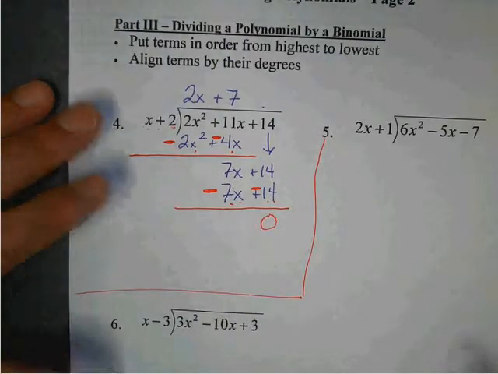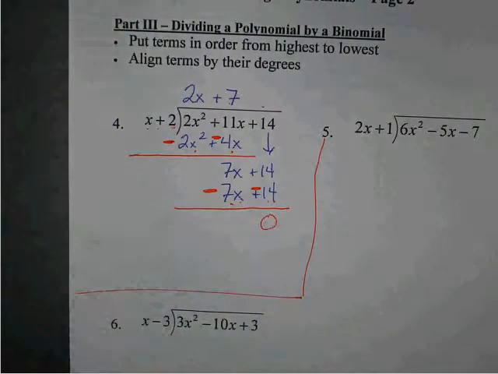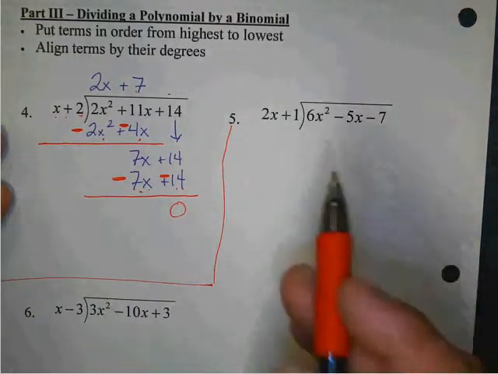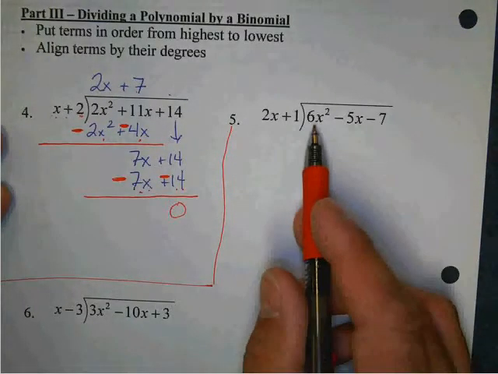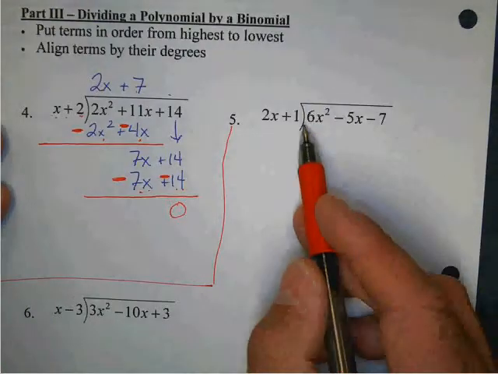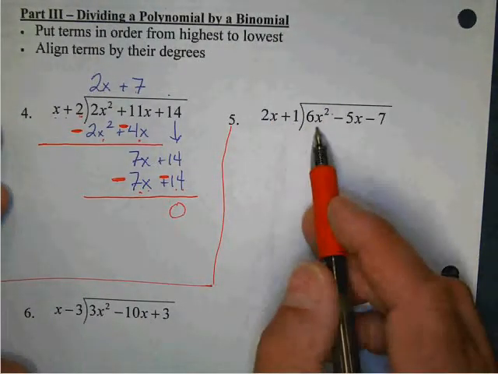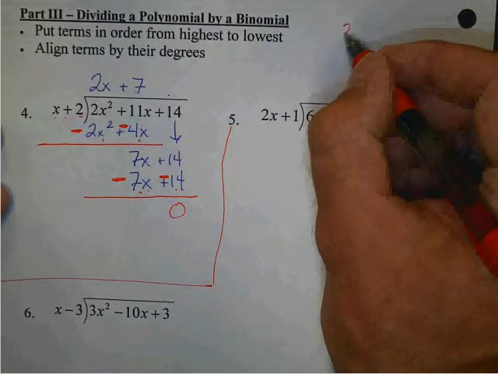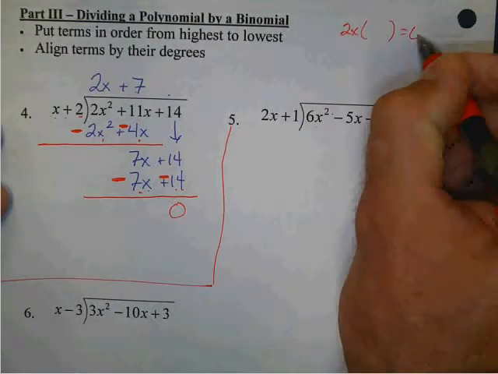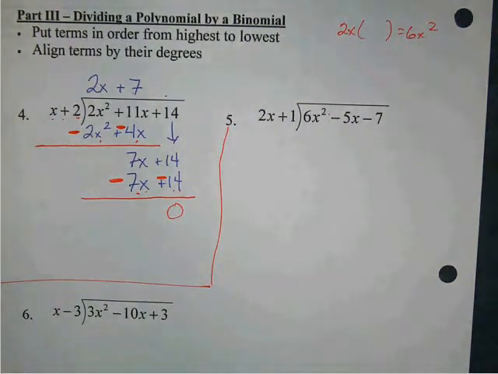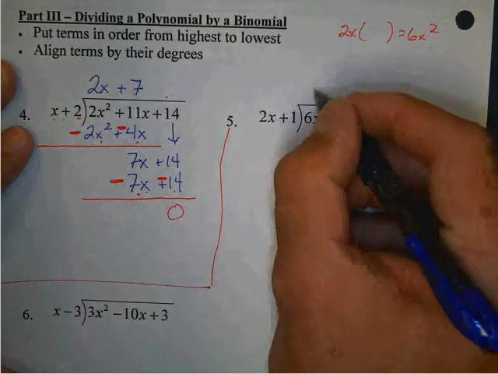All right, let me walk you through a second example. So we slide over. Some people say the number that goes up here is 6x squared divided by 2x. Some people like to think 2x times blank is 6x squared. But what you're thinking in your mind is this. What goes in the parentheses? Do we agree 3x? Okay, so let's put a 3x up there.